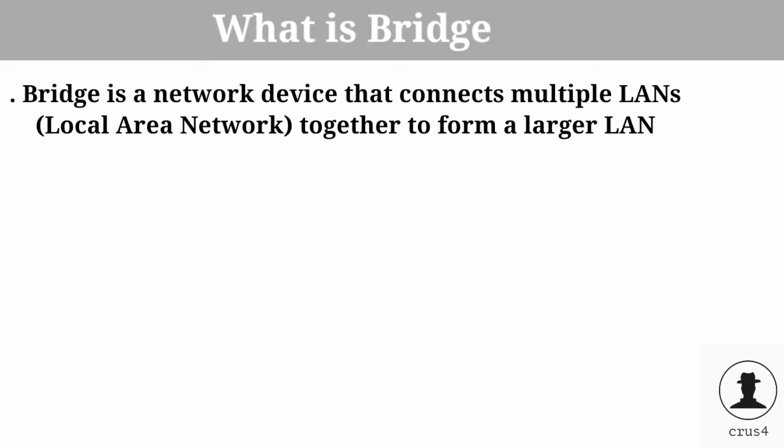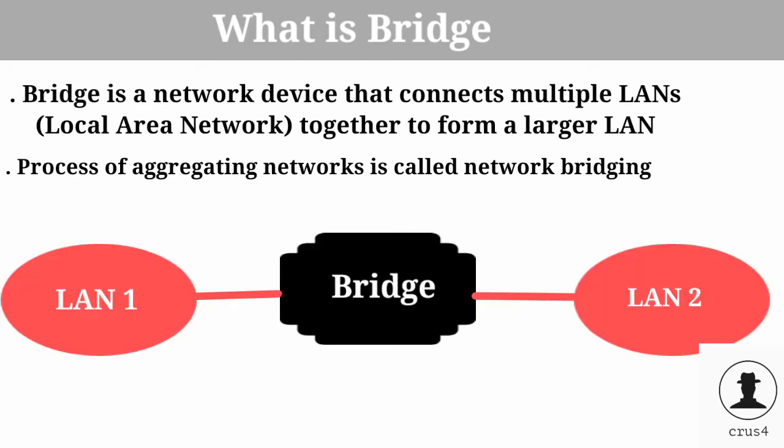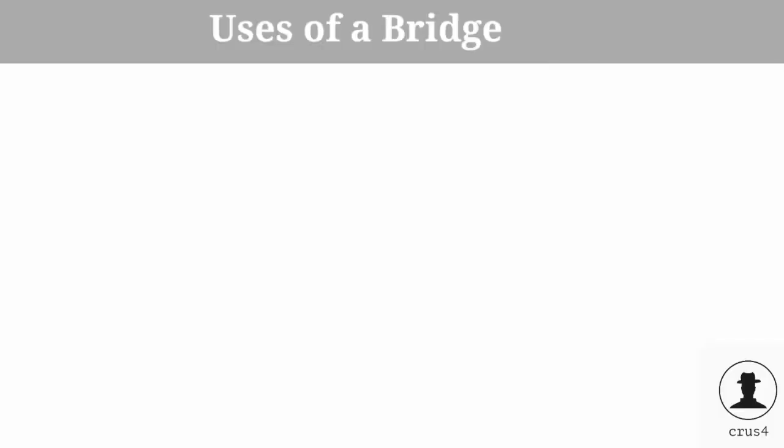A bridge is a network device that connects multiple LANs together to form a larger LAN. The process of aggregating networks is called network bridging. A bridge connects the different components so that they appear as parts of a single network. As you can see in this diagram how bridge connects two LANs. Now let's discuss about some uses of a bridge network device.